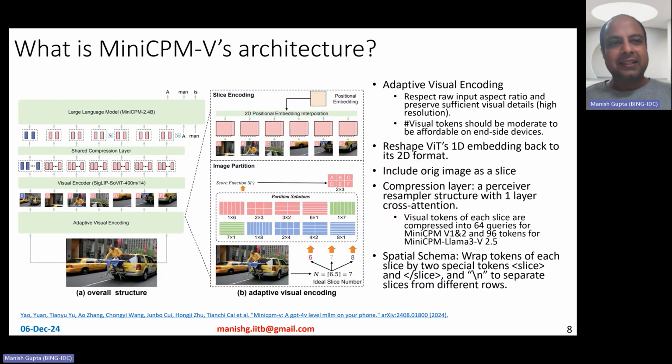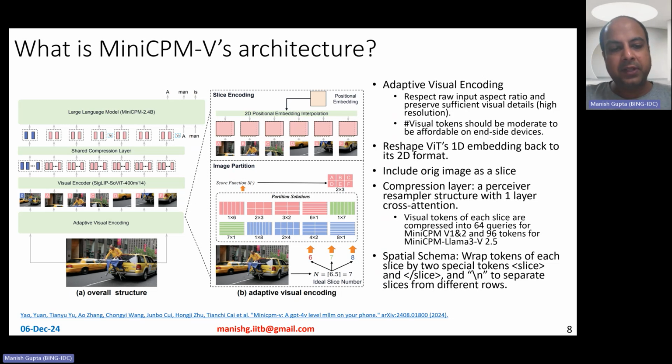Yeah. So now that we know what all it can do, what is its architecture? The architecture basically comprises three main parts. There's a visual encoder, there's a shared compression layer, and there's an LLM. Of course, it's a multimodal model, so there will be a visual encoder and an LLM, but there's also a compression layer in between.